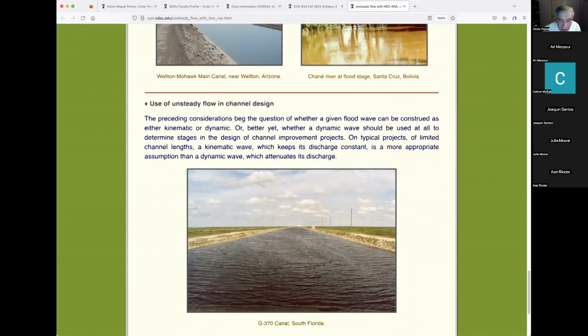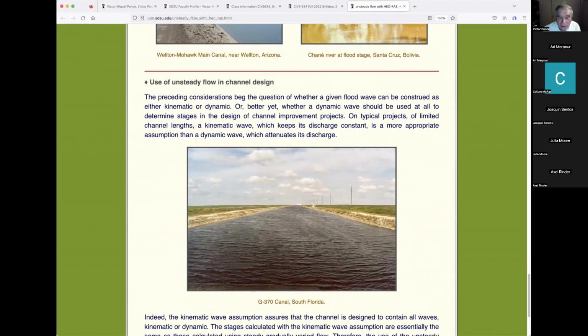In other words, in layman's terms, should you use kinematic wave or dynamic wave for design? And the answer is for design. The answer should be kinematic, because kinematic keeps its stage, and therefore you're going to get the worst situation, the design condition. If you use dynamic, the dynamic is going to lower its stage, and you're not going to know at any one time if the wave is kinematic or dynamic. Therefore, the safe assumption for design purposes is the wave is kinematic.